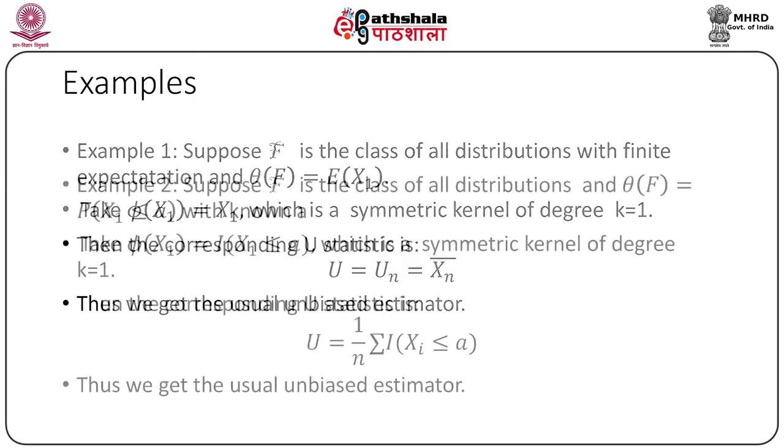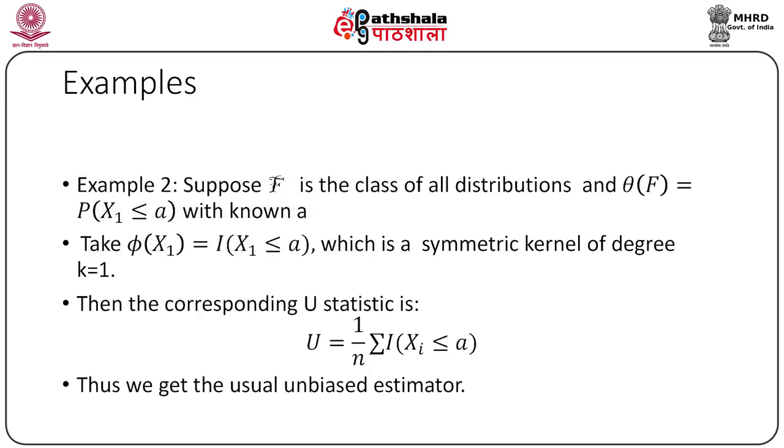Consider the next example. Suppose script F is a class of all absolutely continuous distribution functions and theta of F is the probability that x1 is less than or equal to small a, where a is known.